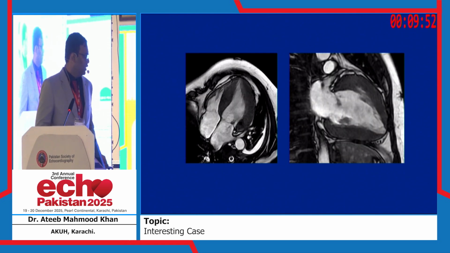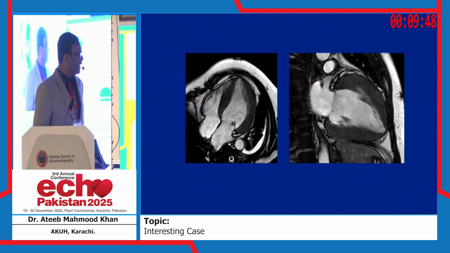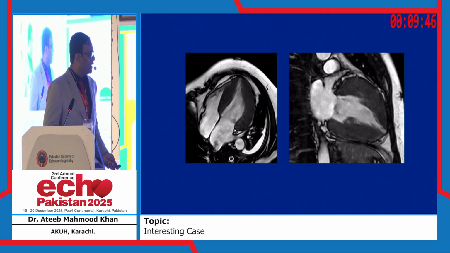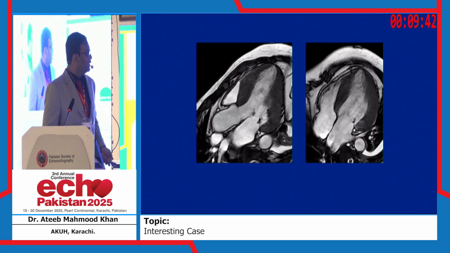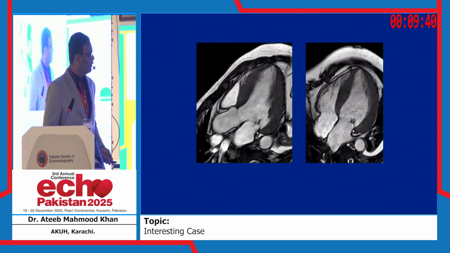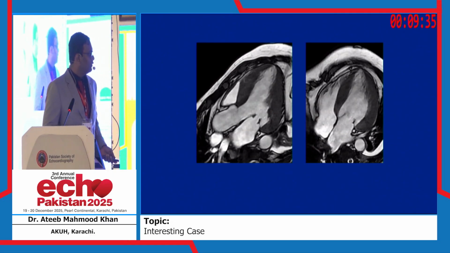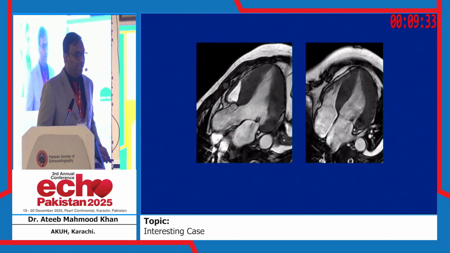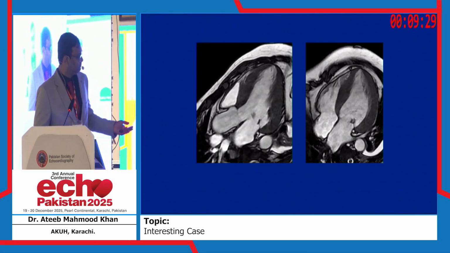type of LV function. Now again we can appreciate that the leaflet tips of both the leaflets are thickened, while the rest of the part of the leaflets are not thickened. This is more clear in this view, that only the tips of both the leaflets are irregular in shape and thickened, but the rest of the parts of the leaflets are normal. It is suggestive of Libman-Sacks endocarditis.